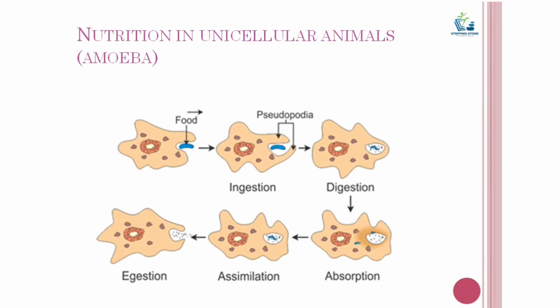Now we will discuss how nutrition takes place in unicellular animals. Amoeba is a unicellular animal. The process of obtaining food by amoeba is called phagocytosis, meaning cell feeding. The various steps involved in the nutrition of amoeba or any unicellular animal are ingestion, digestion, absorption, assimilation, and egestion. All these processes are performed by the single cell of amoeba.